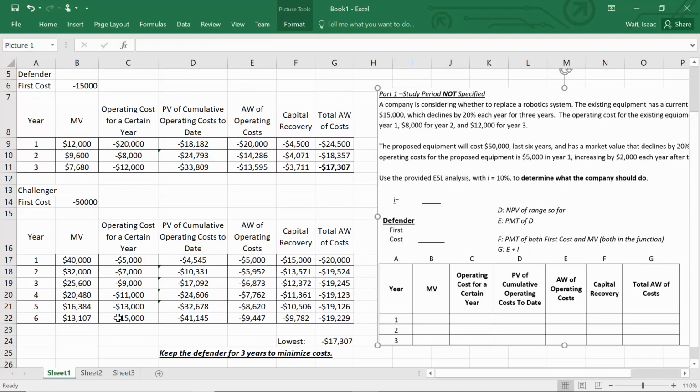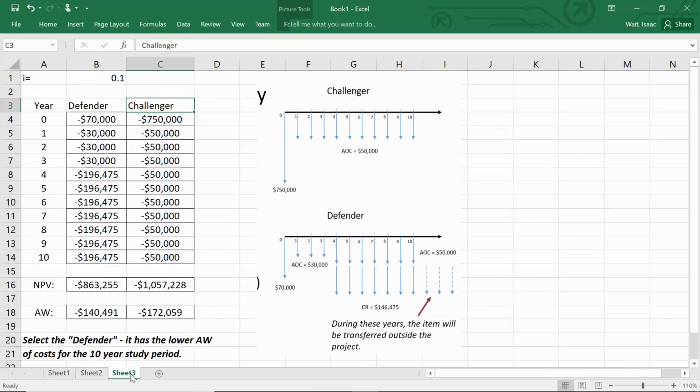Whereas, just to reiterate, on the first problem, we had to find out the annual worth for any number of years of possible ownership to find out which one was the lowest. So really, study period specified makes these analyses considerably easier. But I still think this was good practice because it refreshed our memory on how to use the NPV function.